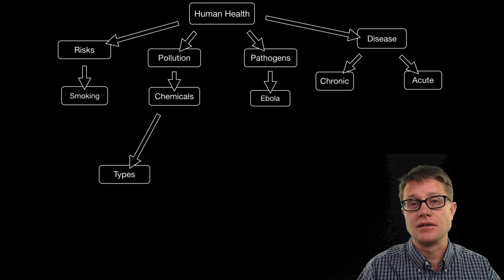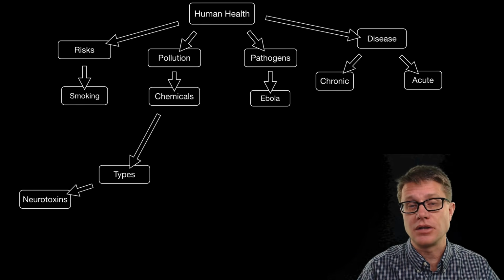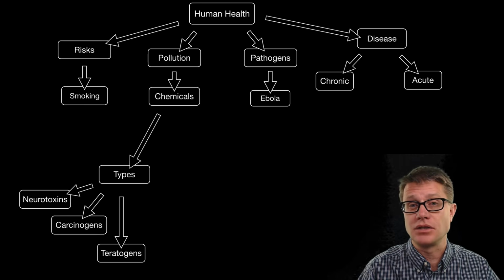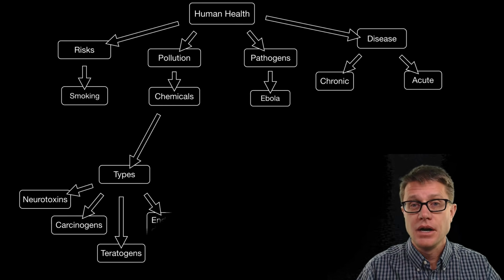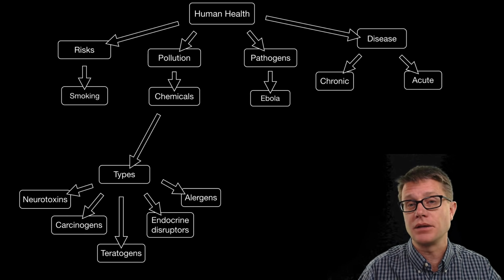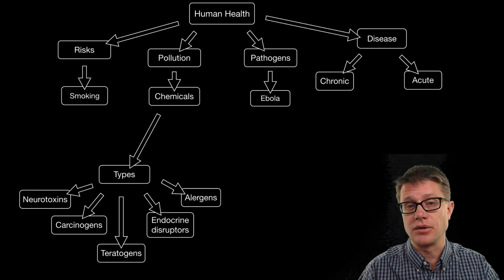We classify these in 5 different groups. There are the neurotoxins, which attack the brain and the nervous system. We have carcinogens, which lead to cancer. We have teratogens, which affect the embryo. We have then endocrine disruptors, which impact the endocrine system and the hormones in our body. And then finally, we have allergens, which don't affect everyone.